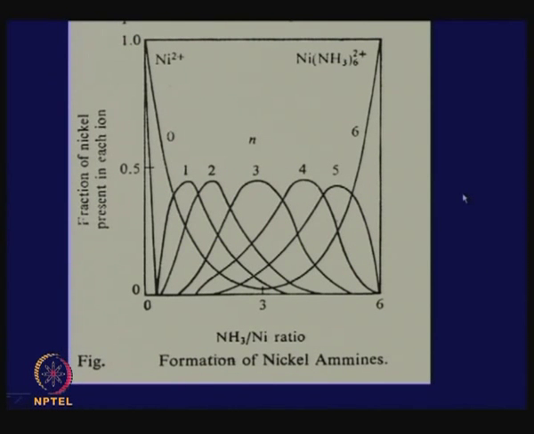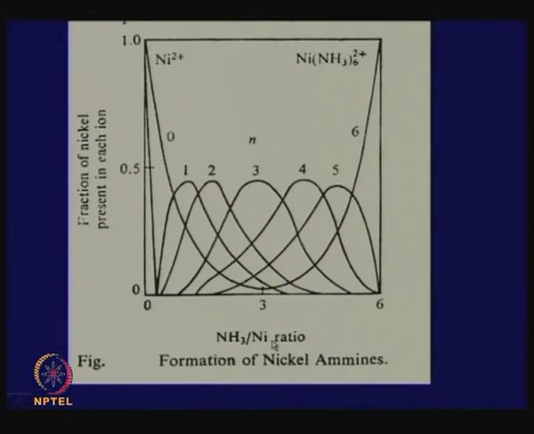Now, this is the situation when we have ammonia in aqueous solutions with nickel. Actually, a series of amines are formed, and depending on the NH3 to Ni ratio, all the amines are there, but in different proportions. Suppose the NH3 to Ni ratio is 3, then the complex with 6 NH3 is this much, with 5 this, with 4 this, with 3 this. So it is never one amine; you always have a combination of different amines in different proportions depending on the NH3 to Ni ratio.